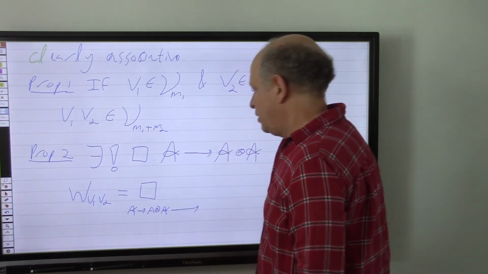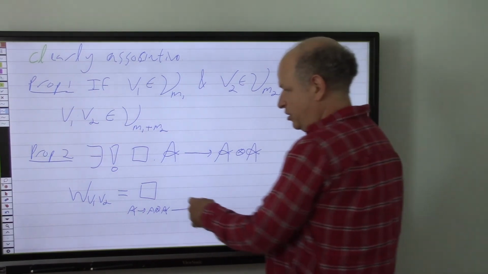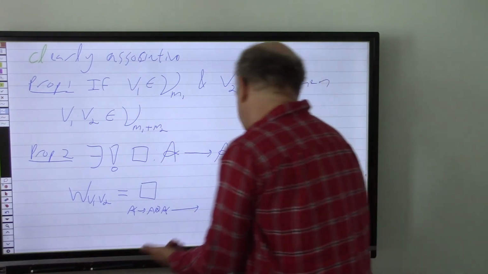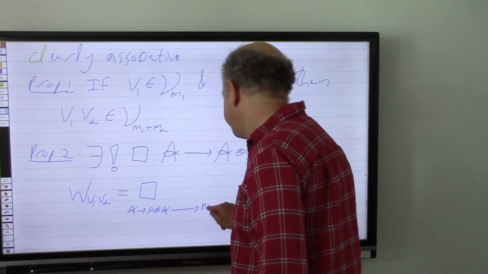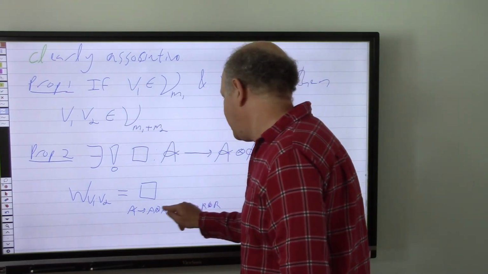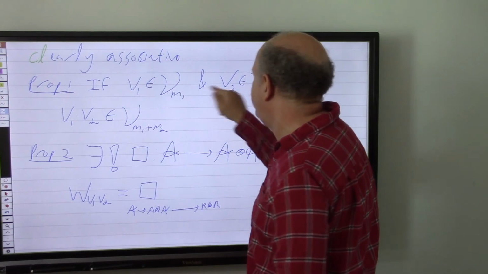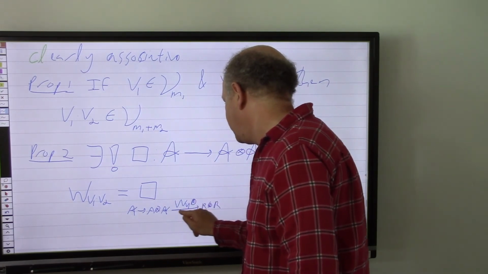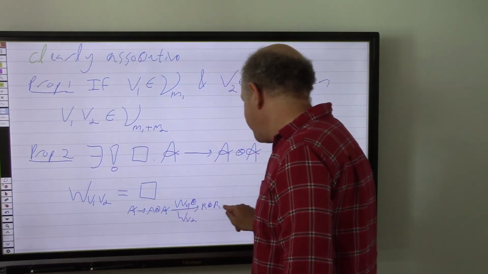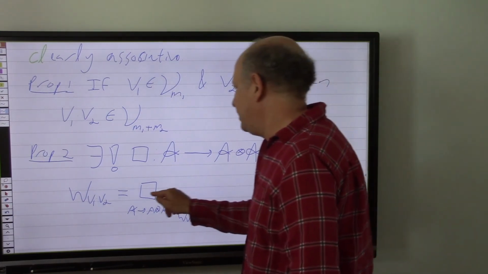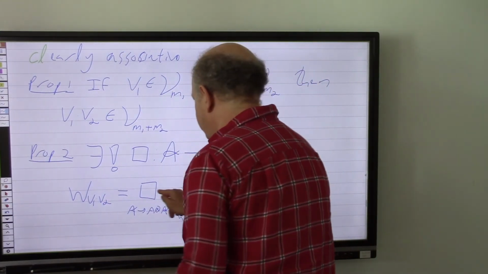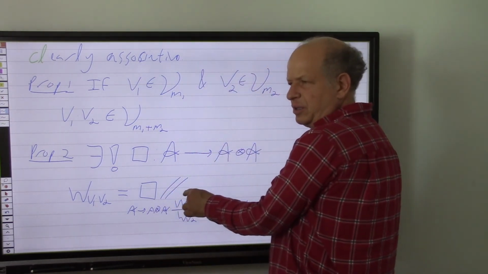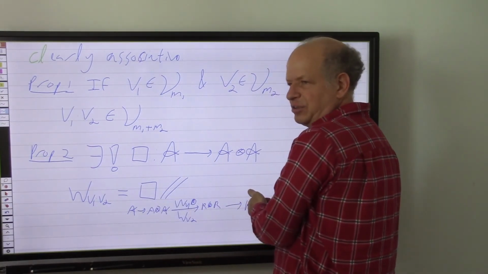And then compose it with the function that takes A tensor A to the ring tensor the ring by using WV1 and WV2. So WV1 tensor WV2, and then simply multiply. So basically, the map here is delta followed by, have I used this notation before? So this means composition done right.